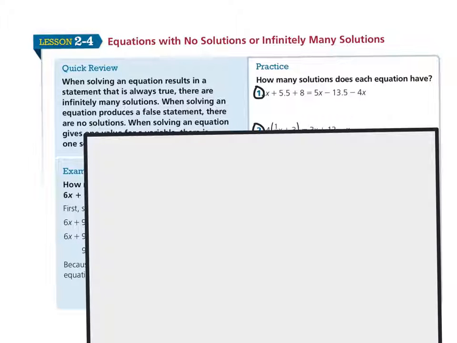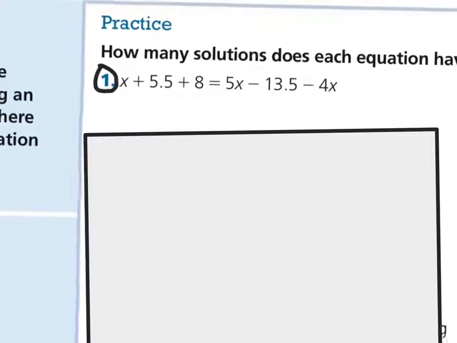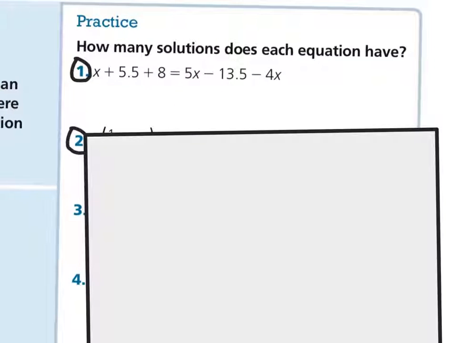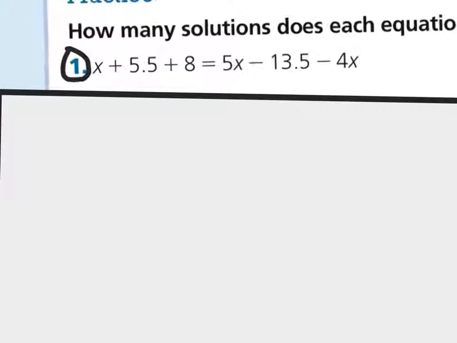Lesson 4, we looked at problems with no solutions or infinitely many solutions. On your tests, this is not going to be sectioned off. Basically, you're going to have problems to work out, and then you're either going to get one answer, or you say no solution, or you say infinitely many solutions, whatever the case might be.